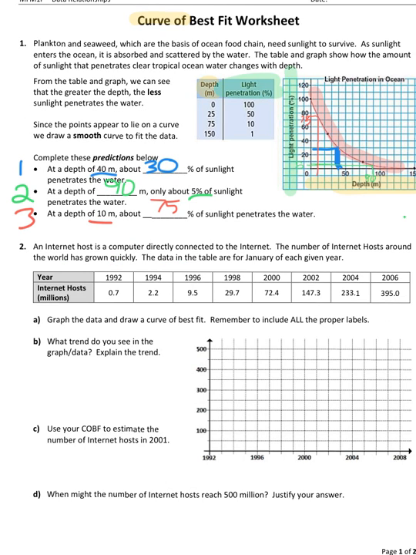Let's look at example 2. We have an internet host as a computer directly connected to the internet. The number of internet hosts around the world has grown quickly. The data in the table are for January of each given year.